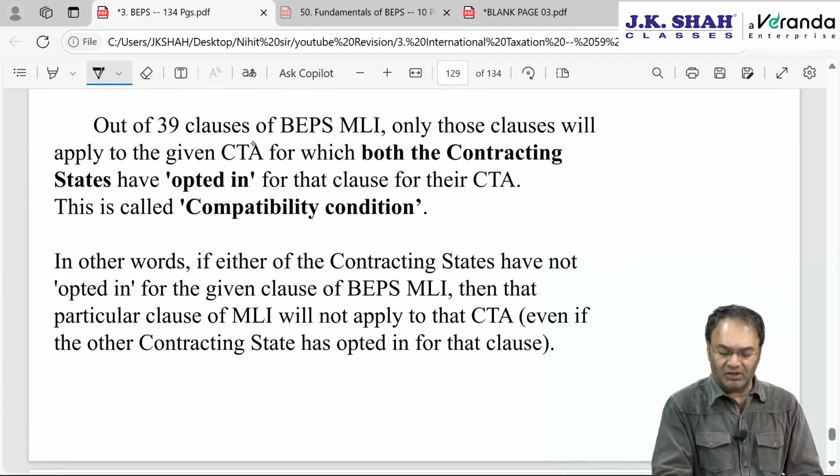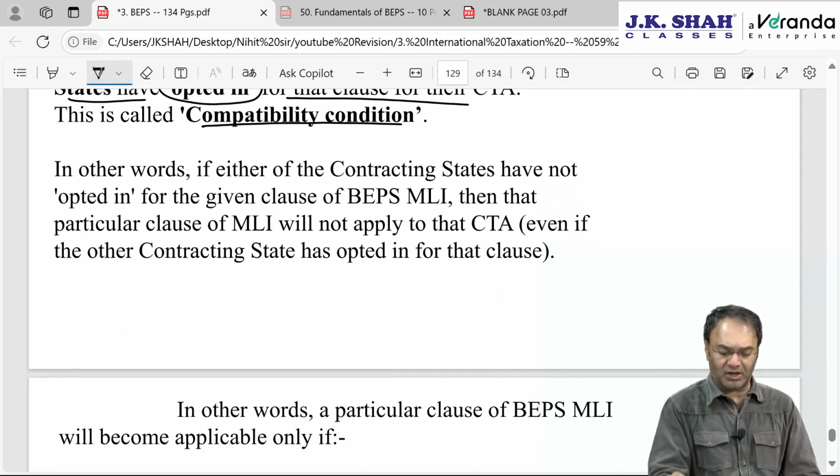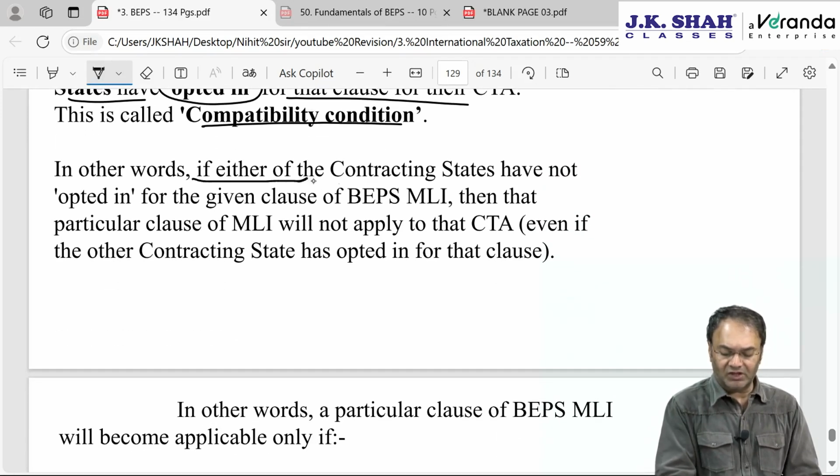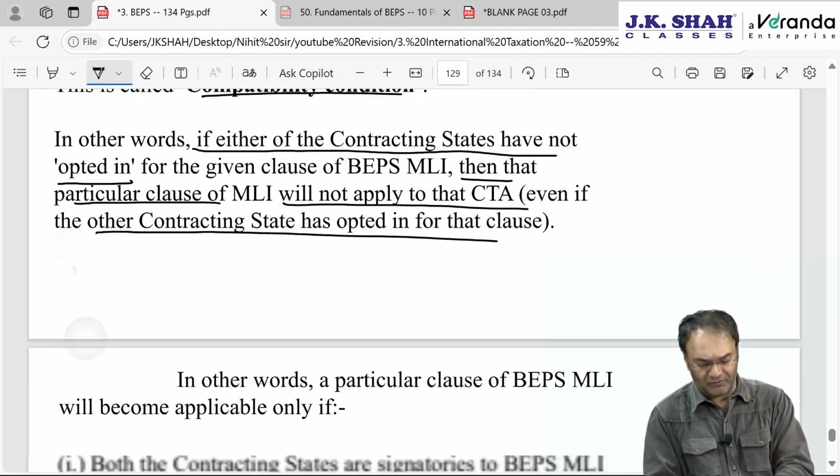Okay, this will apply 30 out of 39 clauses, only those clauses will apply to the given CTA for which both the contracting states have opted in. This is called compatibility condition or compatibility test. If either of the contracting states has not opted in for the given clause, then that particular clause will not apply to that CTA even if the other contracting state has opted in for that.